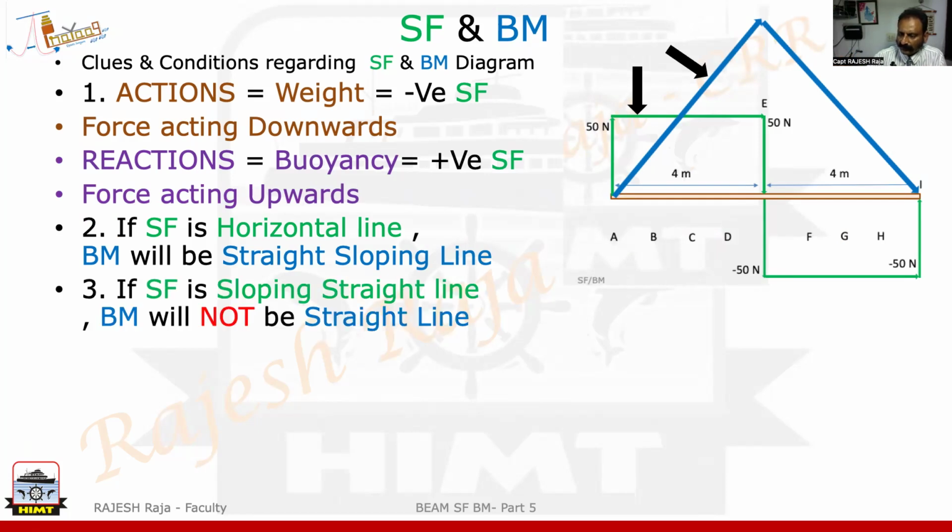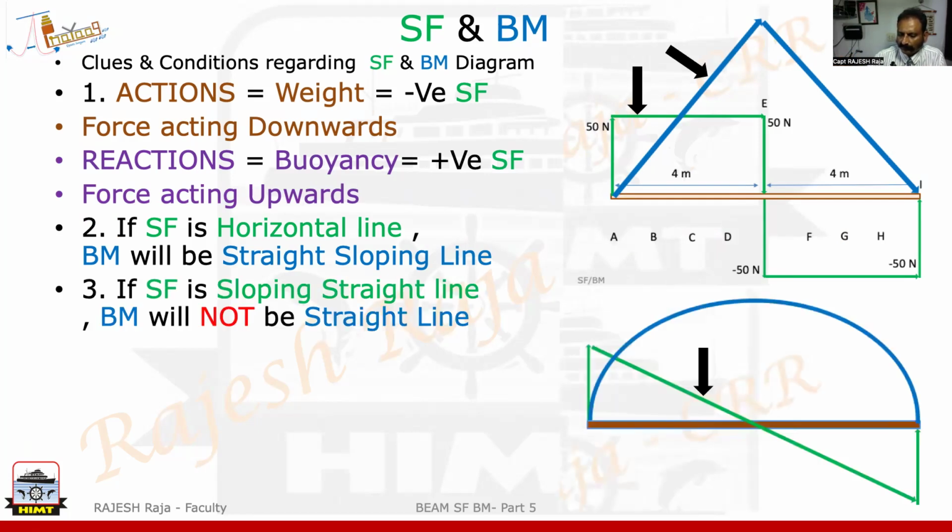If SF itself is a sloping line, you see SF itself is a sloping line, then BM is not going to be straight. It is going to be parabolic or curved, whatever you want to call it. So you can see this is a curved line. So when you draw the SFBM diagram, you have to be careful to see what is the trend of your SF. And a freehand sketch is also possible. Where it is a straight line, use your scale.